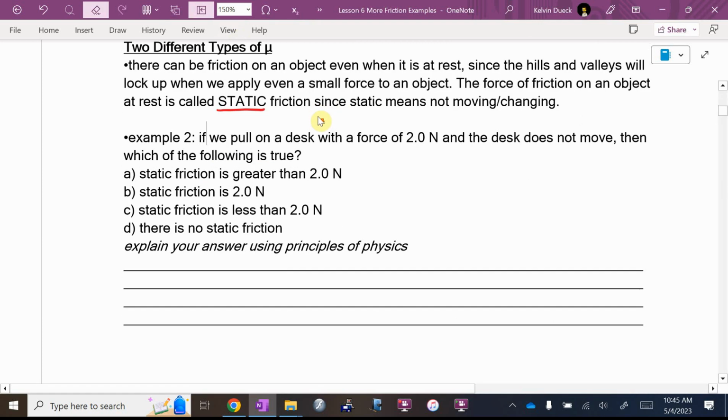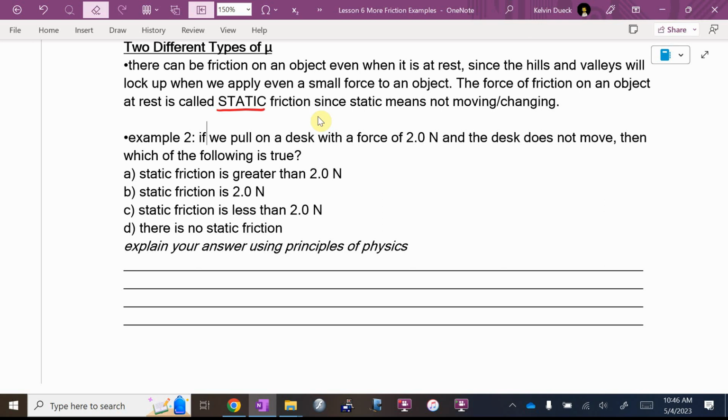Example 2. We're going to vote on this one. How high you hold your hand up is how sure you are of the answer. If we pull on a desk with a force of 2 newtons, I'm going to do it as an example. Sorry for those of you at YouTube. If I pull on this desk with a force of 2 newtons and the desk does not move, which it did not, which of the following statements is true? A, static friction is greater than 2 newtons. B, static friction is exactly 2 newtons. C, static friction is less than 2 newtons. Or D, there's no static friction.